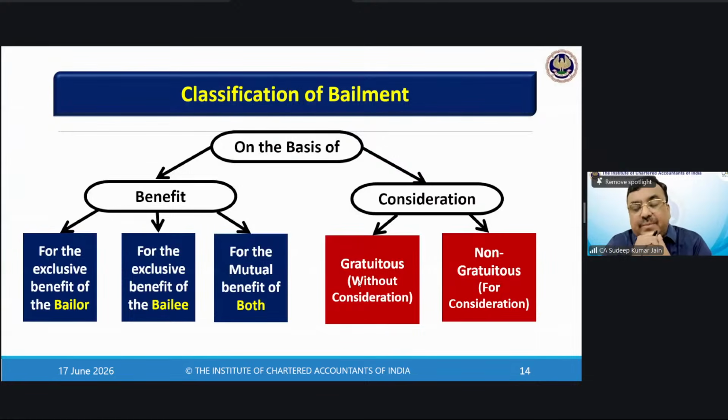Classification of bailment. Classification of bailment on the basis of benefits, and on the basis of consideration. On the basis of benefit, it is for the exclusive benefit of the bailor, for the exclusive benefit of the bailee, or for the mutual benefit of both. On the basis of consideration, gratuitous bailment, that is without consideration.